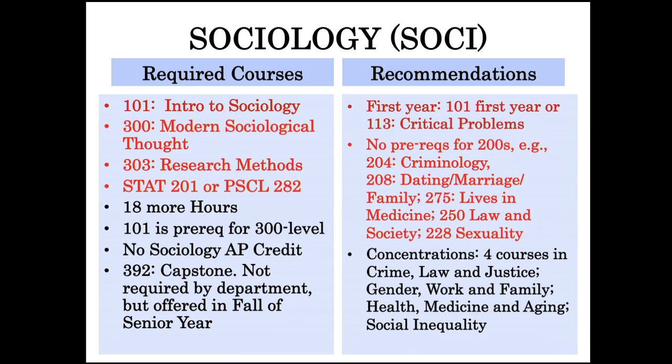Sociology is one of the departments that does not offer AP credit. Like political science, it offers a capstone, but unlike political science, it does not require it. And this is offered in the fall of the senior year. And so, as you can probably figure out by now, in the first year, the intro course is probably a good idea, 101.